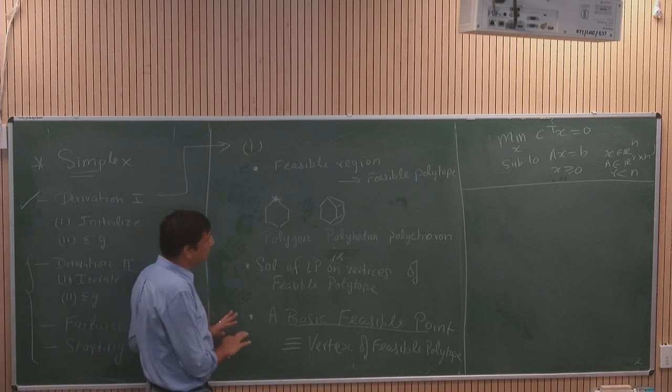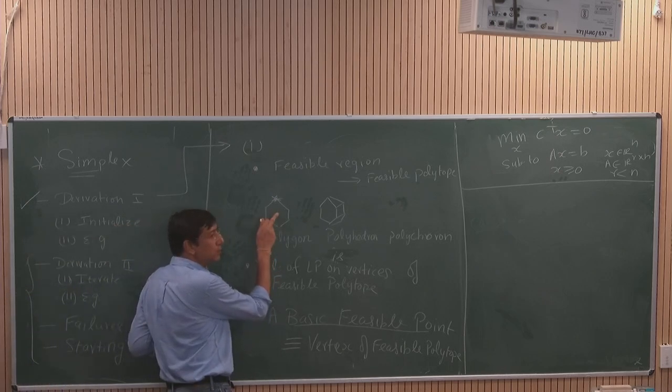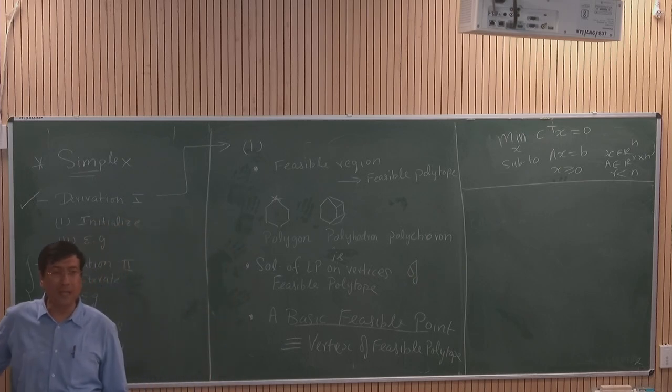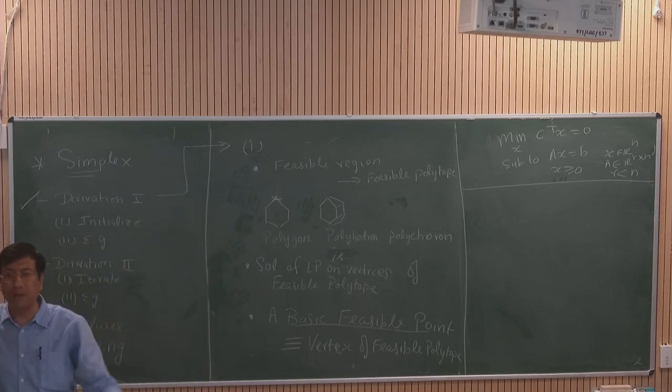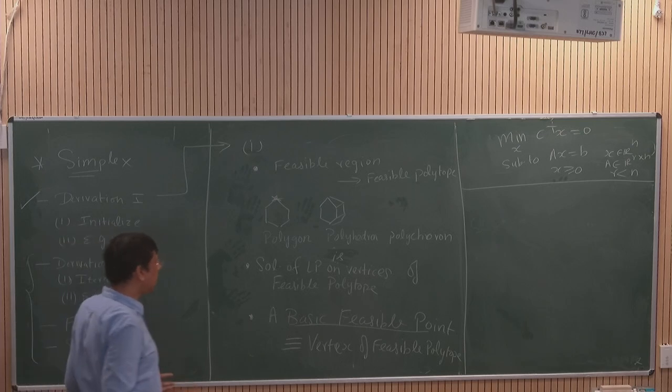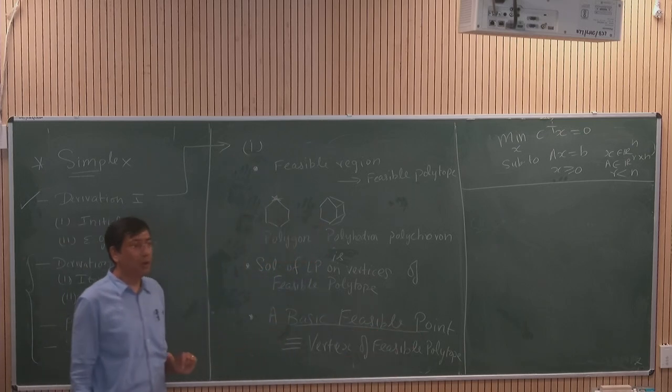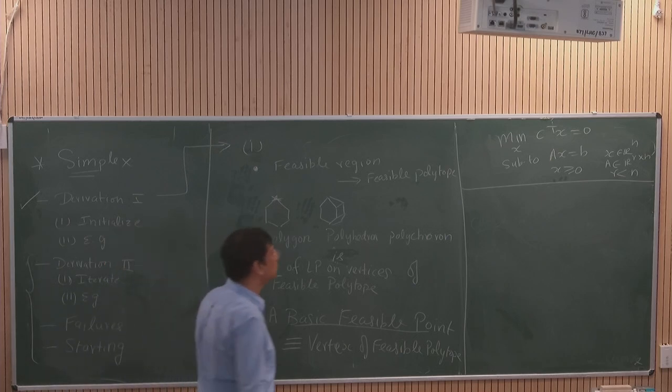Now the last part is, since we know that the feasible region is a feasible polytope, solution is on a vertex, we need to have a handle to this vertex. Handle in the sense, analytically, how do I write down a vertex? So analytically, a vertex is written as something called a basic feasible point. Now I'm going to define this BFP for you.